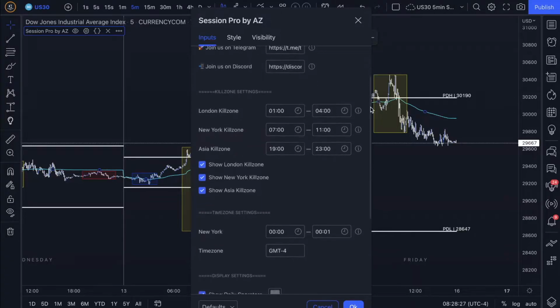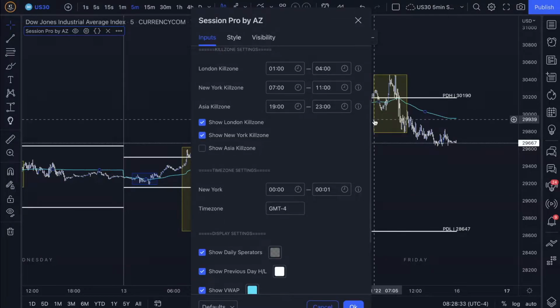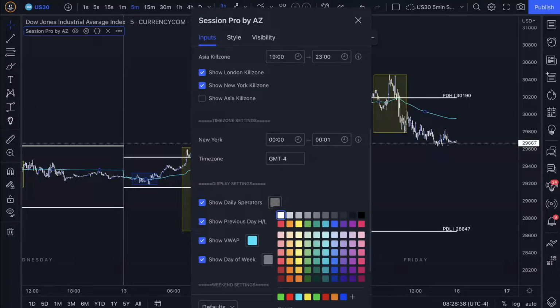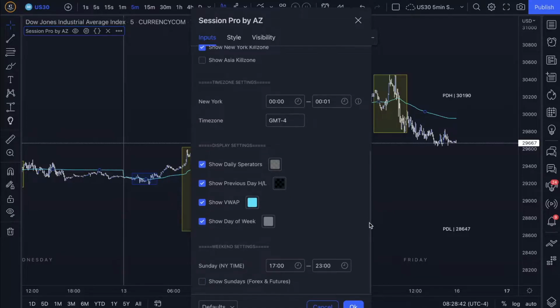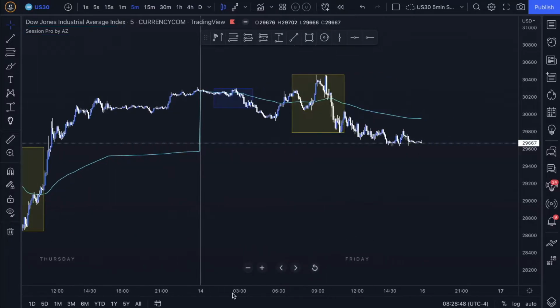So what we are going to do is turn off the Asian kill zone, and we don't have to modify the kill zone settings yet. We are changing the opacity here on the show previous day high and low to 0. And we also click here on style and we turn off the labels. Alright, so now we've got the sessions in here.